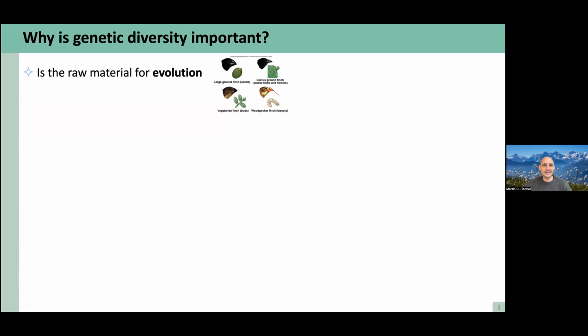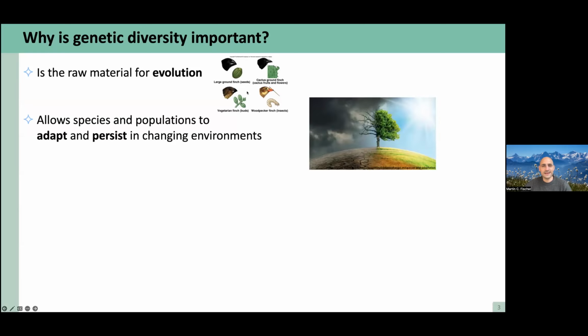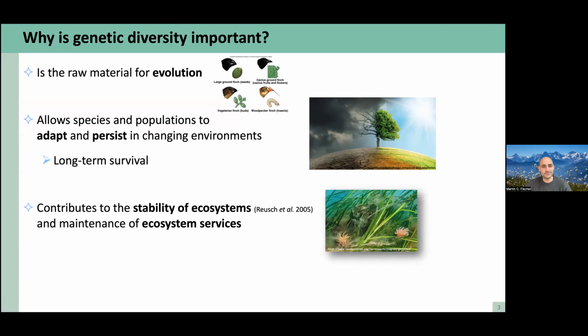So why is genetic diversity important? We need to be very clear: genetic diversity is really the raw material for evolution. So that a species or population can evolve, genetic diversity is needed so that they can adapt, for example, to different food sources, like the Darwin finch in this case. It allows species and populations to adapt to different environments and to persist in a changing environment. Therefore, genetic diversity is really crucial for the long-term survival of populations and species on our Earth, especially given that we now have such strong climate change.